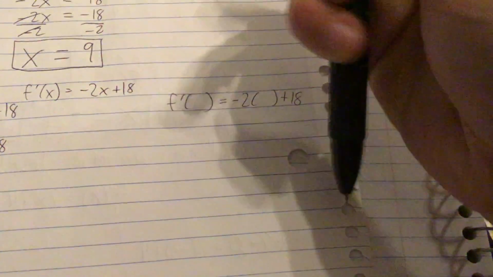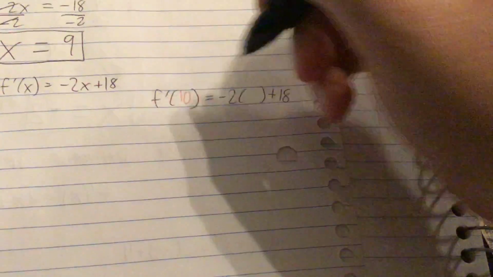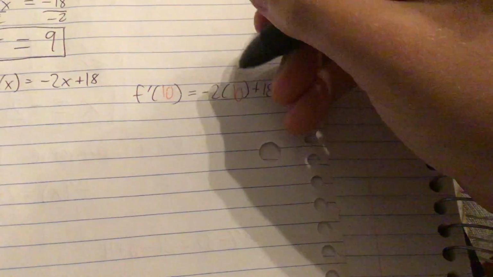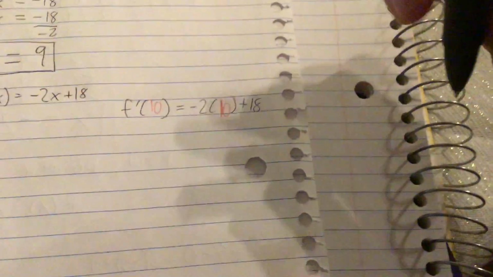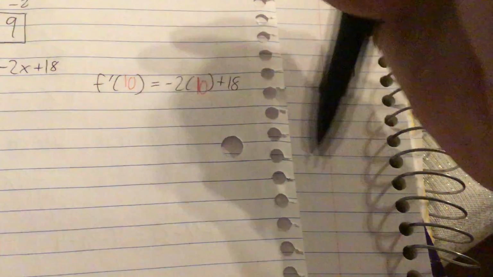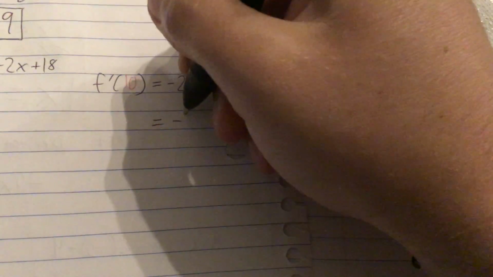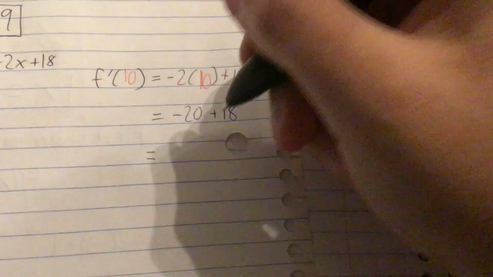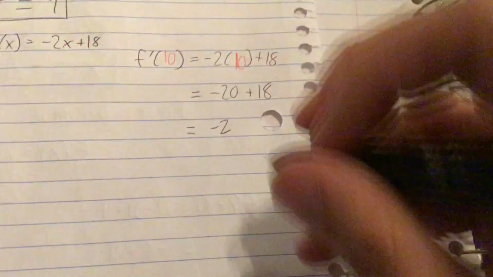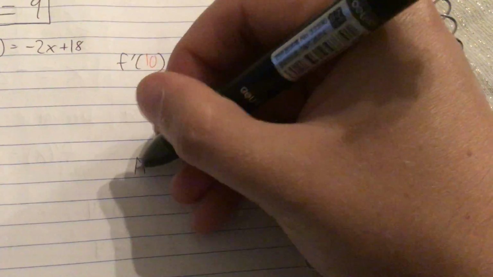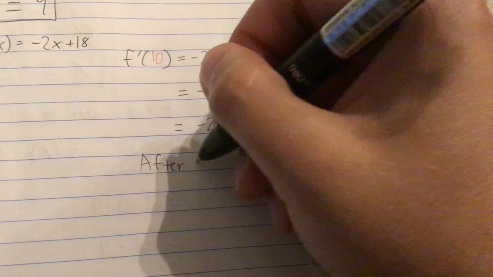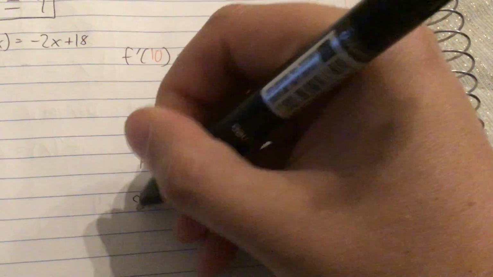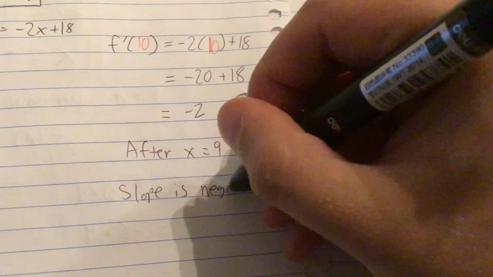And then let's go barely to the right. There we go. Negative 2 times positive 10 would be negative 20. Plus 18, which is negative 2. So after my critical point, after x equals 9, my slope is negative.